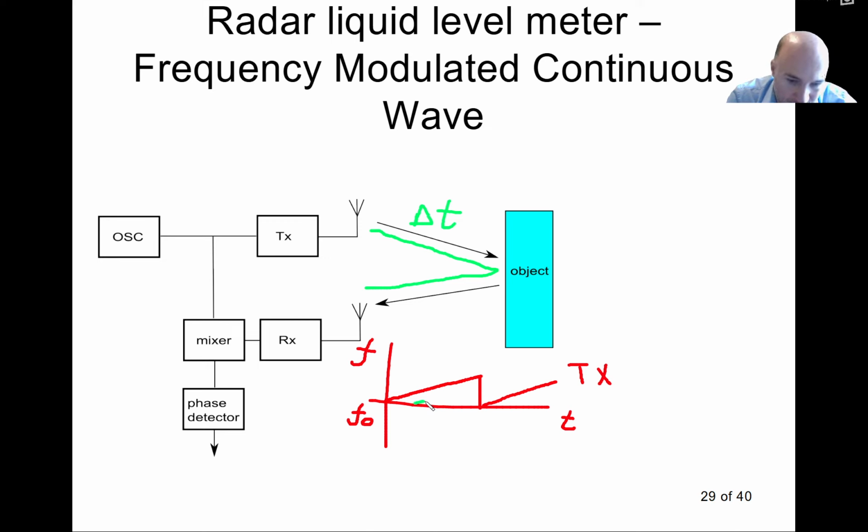So time-wise it will look like this. This is my transmitting signal. Here it will drop, and here it will start again like that. So what do we see here? If I am, for example, at this time instant, I see that I have this frequency that I'm transmitting, but I have this frequency that I'm receiving, and this will be my delta t. So in my block diagram, here I'm comparing the frequency that I'm sending right now, so this will be ftx, with the frequency that I'm receiving, so this will be frx.